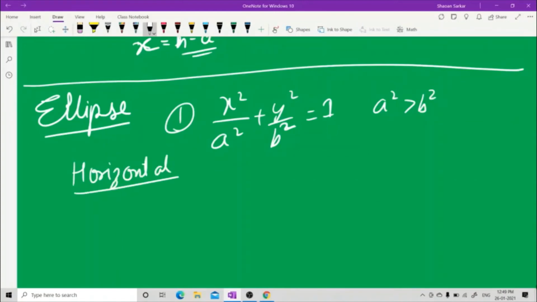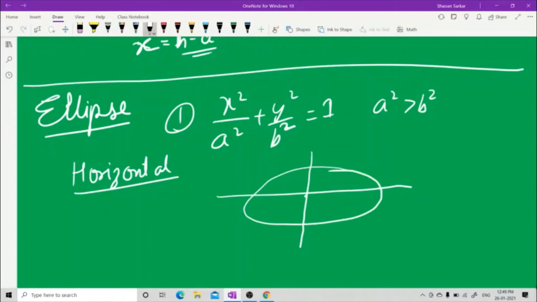Horizontal one. This is like this. See, this is your y-axis. This is your x-axis. It moves in this fashion. This is your origin. There are two foci: one is AE comma 0, the other is minus AE comma 0. This point is A comma 0.